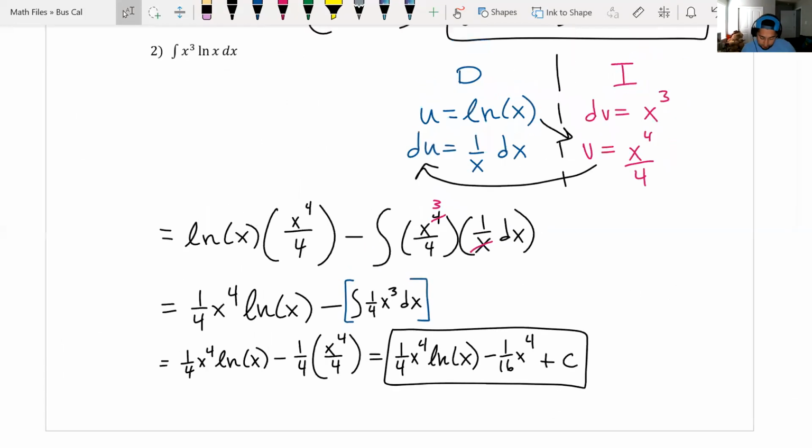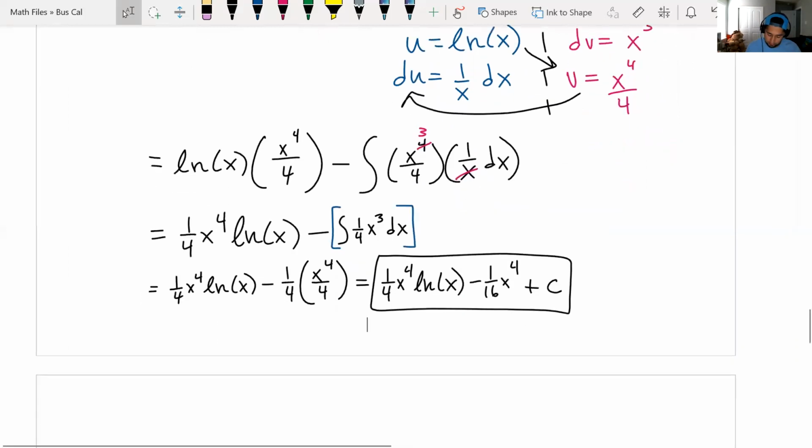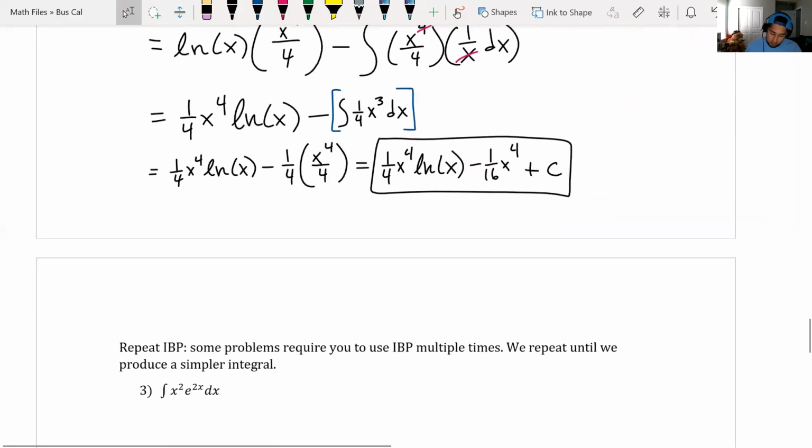Okay. That would be x cubed natural log x. Yeah, okay, we're good. All right. Again, you can check your work by the derivative.